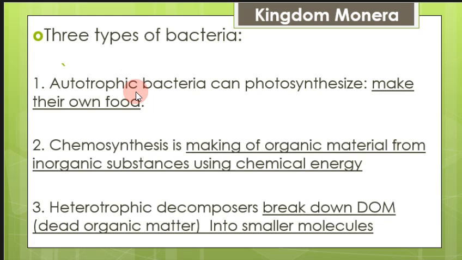And number 3, the heterotrophic decomposers, like we said in the previous slide, they break down DOM. DOM stands for dead organic matter. And it breaks that down into smaller molecules, getting it out of the way. Decomposers are important on our planet, in the ocean as well as on land. So 3 types, or 3 classes, and the vast majority of them are one shape, and that shape would be rod-shaped, or bacillus, the bacilli.